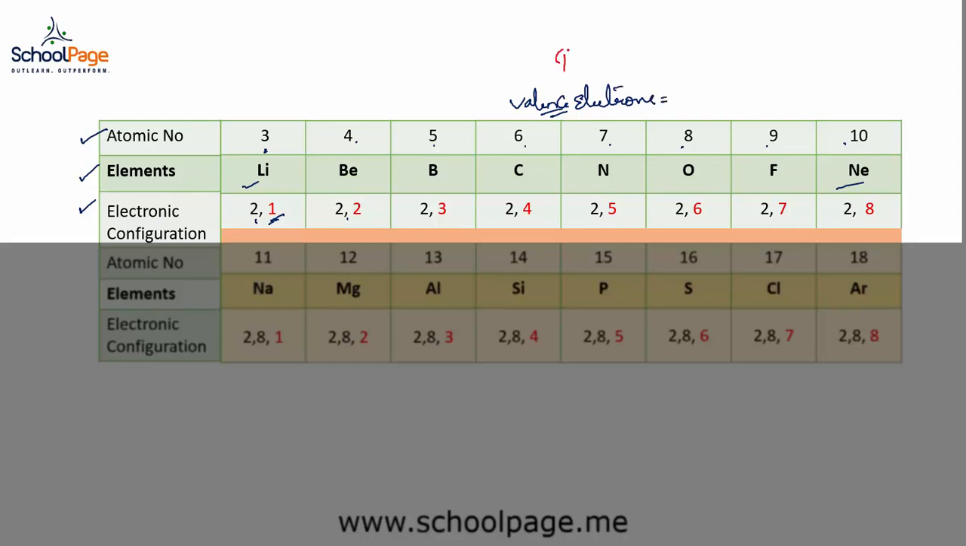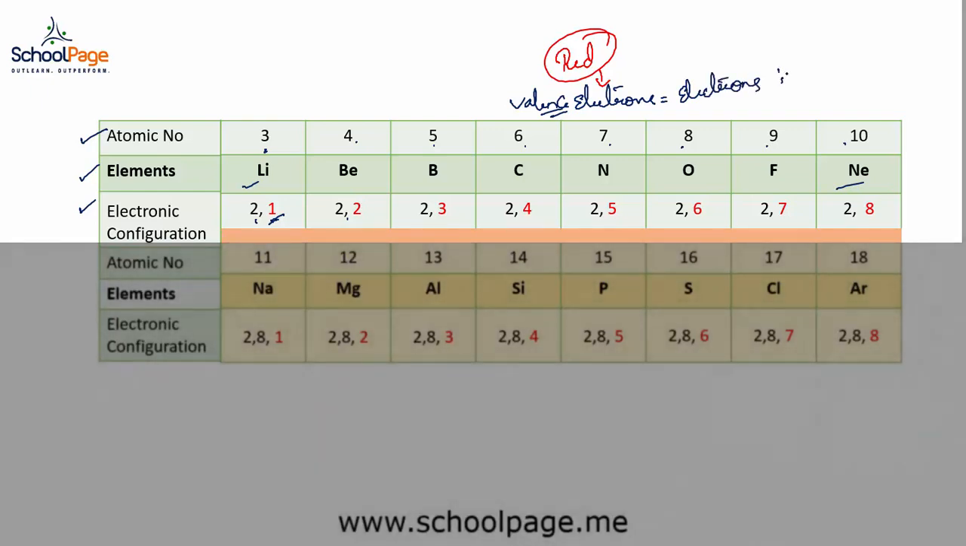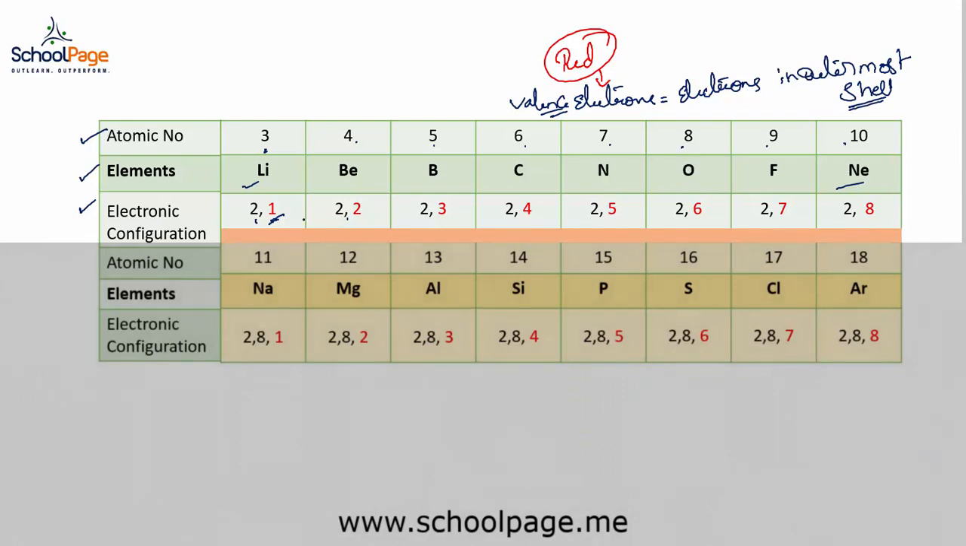All the numbers which are marked in red are valence electrons. So valence electrons are nothing but electrons in the outermost shell. The outermost is the last shell of the atom. So you can see there is a periodicity in that also: 1, 2, 3, 4, 5, 6, 7, 8.